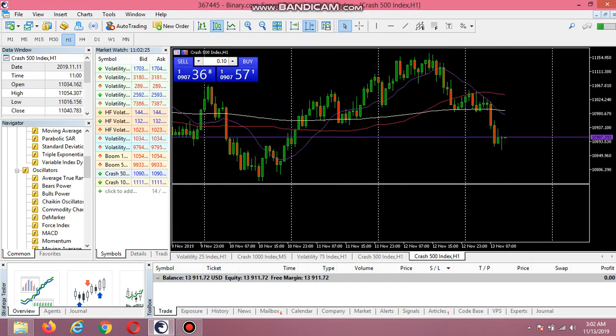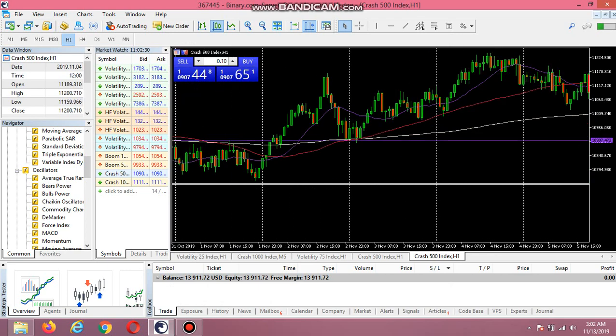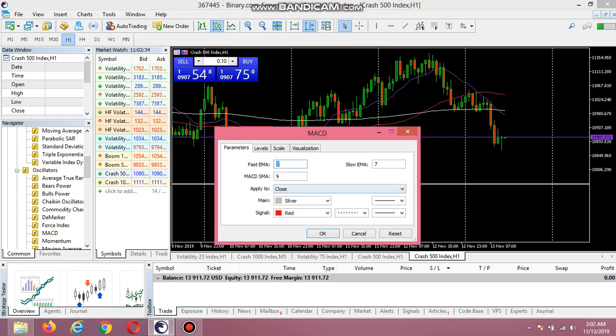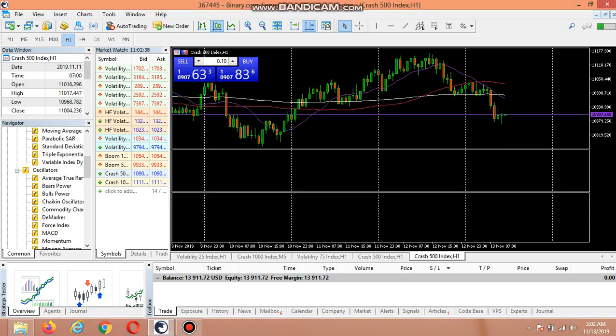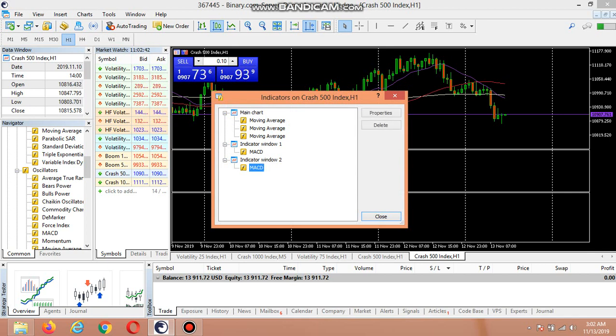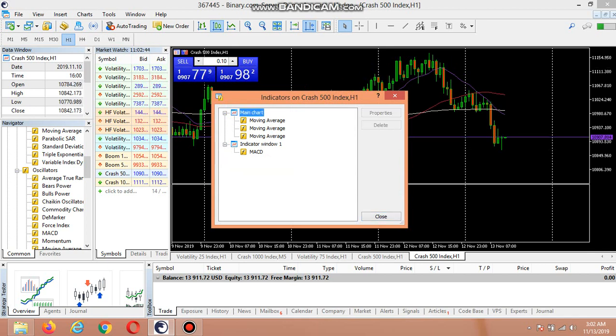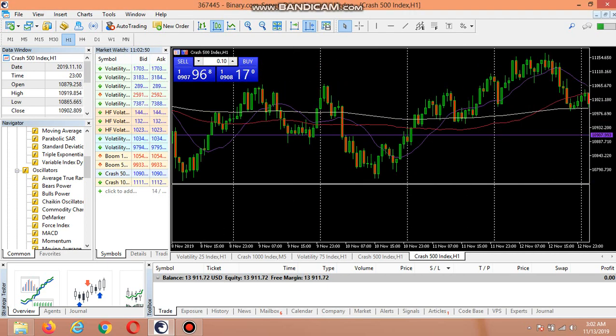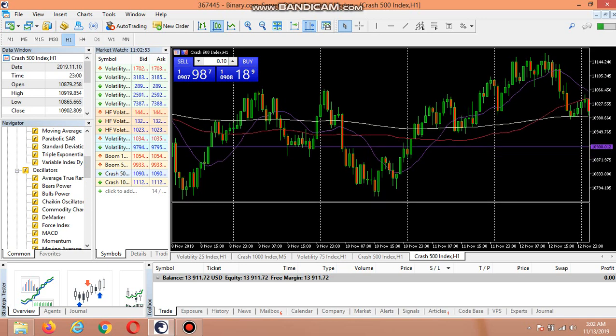The MACD. My MACD is not coming up. MACD is not coming up. 797. So basically, if you are used to MACD, the setting is 797.